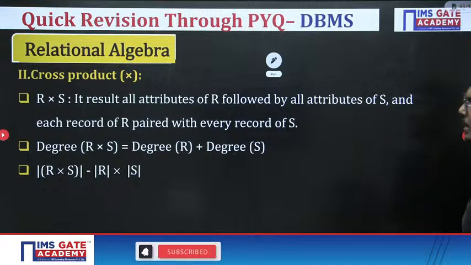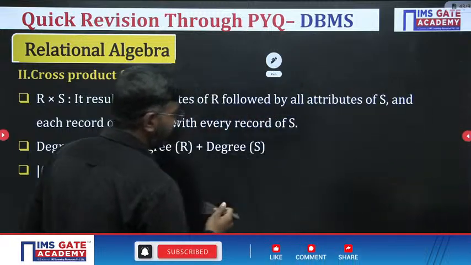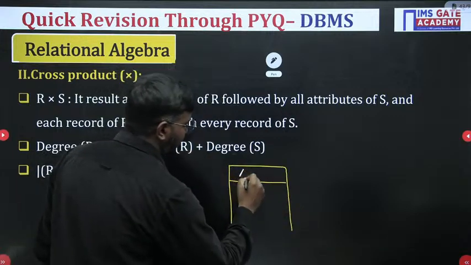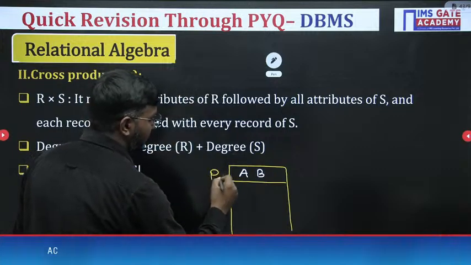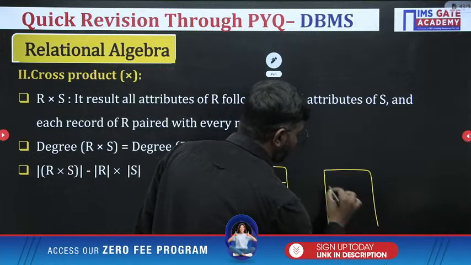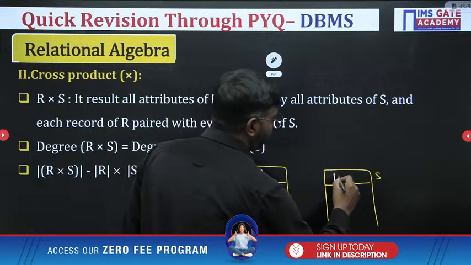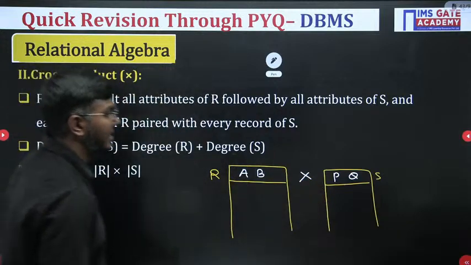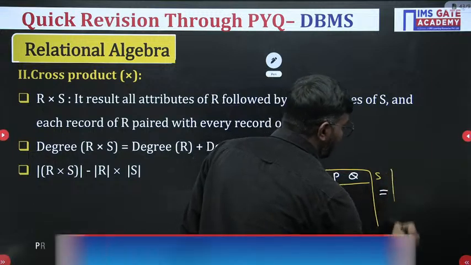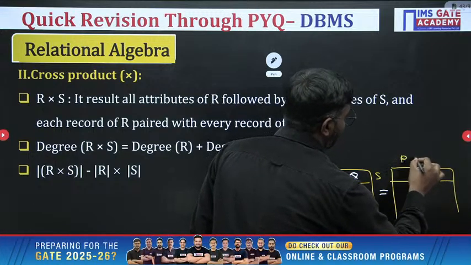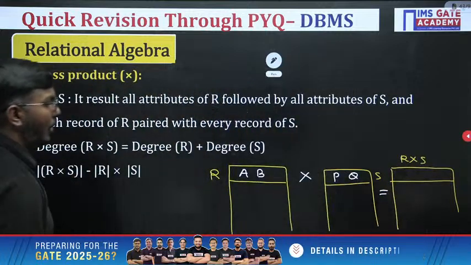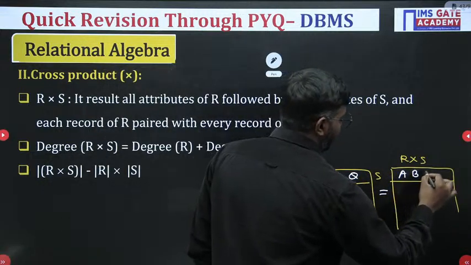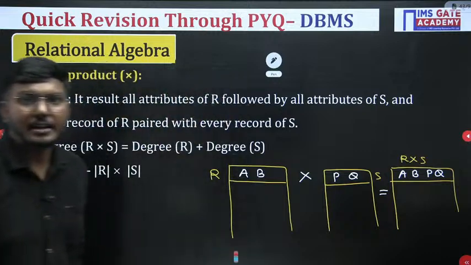If I talk about the schema, let's assume there is a relation R having attributes A, B. And relation S having attributes P, Q. If I want to find the cross product of R and S, then the result table of R cross product S will contain all the attributes of R followed by all the attributes of S, that is A, B and P and Q. Understood? Getting my point now?